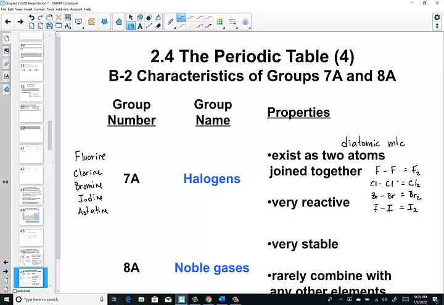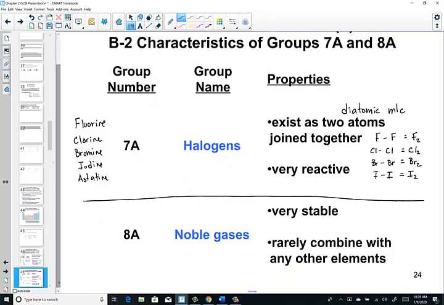Now that also includes, it could be a compound, fluorine, chlorine, bromine, iodine. They can be in a compound joined to a different atom. We're just saying because they're kind of reactive, we need to make sure that they're bonded to something else. So qualities here of the halogens say they exist as diatomic molecules and they're very reactive. Group 7A are called halogens.